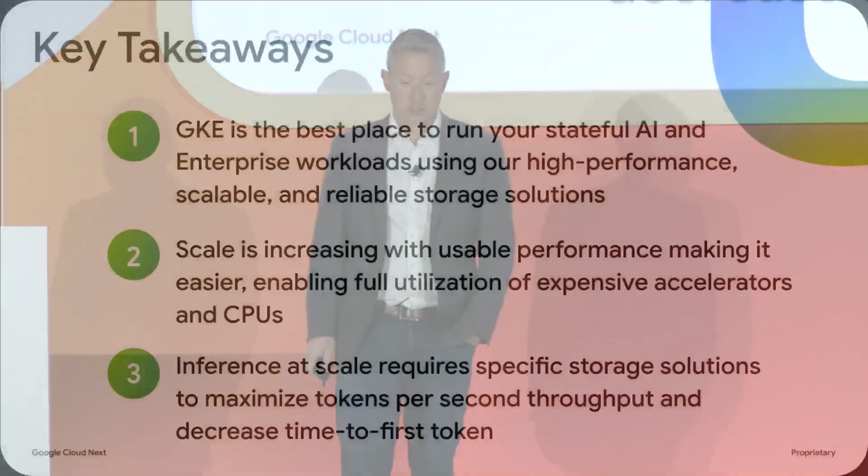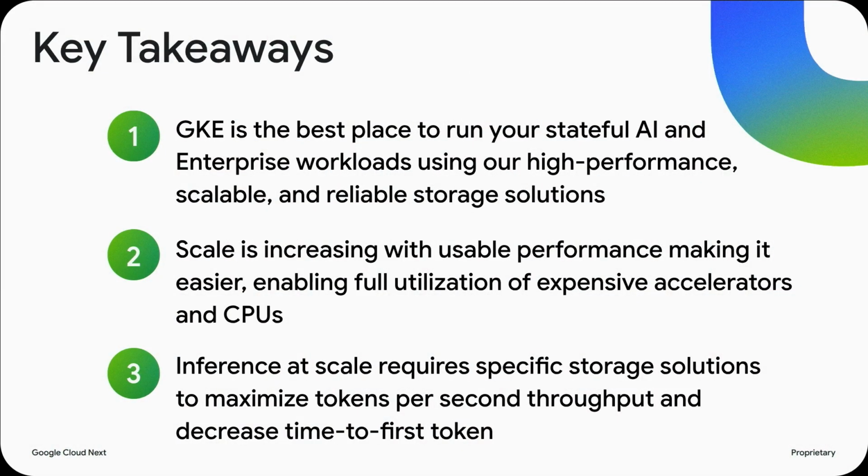Lastly, inference at scale requires custom storage solutions to maximize the metrics that matter the most, such as tokens per second throughput and decreasing time to first token latencies. We've introduced KV cache offloading and prefix-aware routing to further improve inference at scale. We've also solved problems related to model loading by integrating with Run AI Model Streamer.